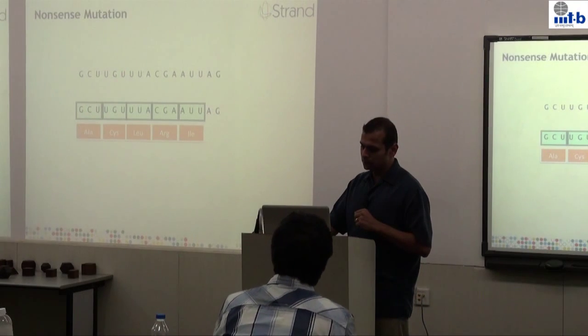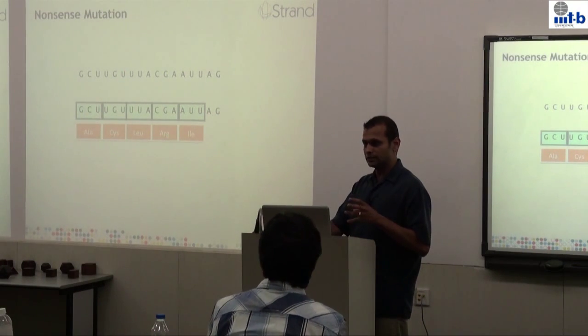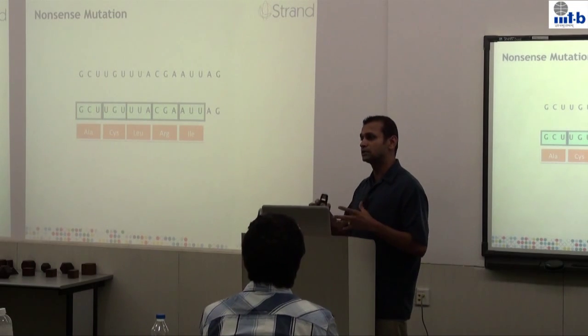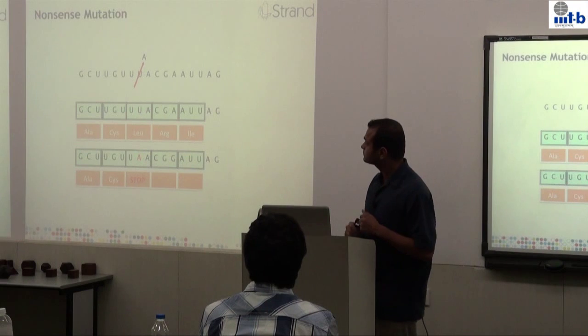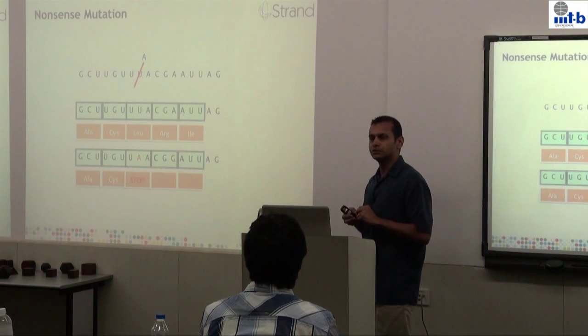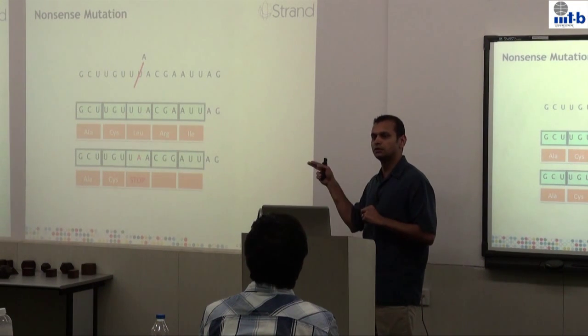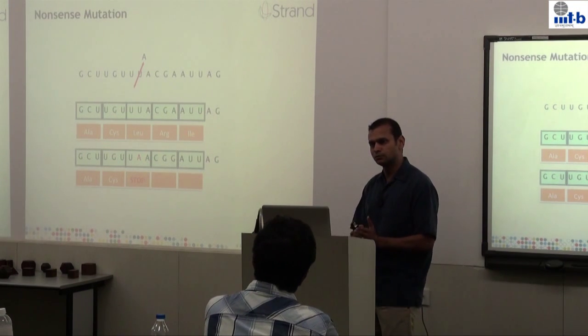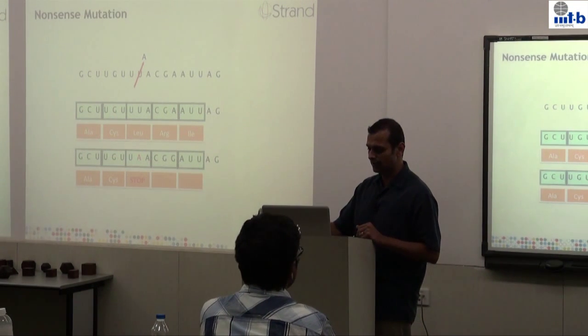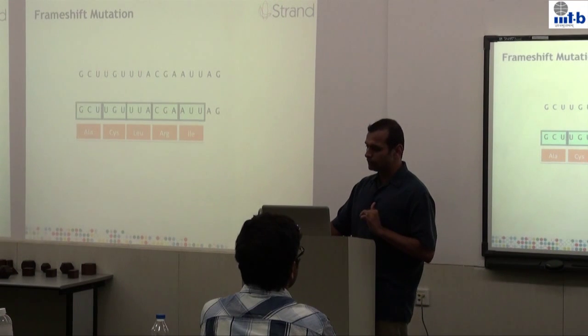Now, the third is nonsense mutation. Just by the name of it, it's kind of clear that it's even more dangerous, and it is. So what happens here is the chain is stopped prematurely. Because of this mutation, suddenly we have a stop codon in between, and the protein stops prematurely, and this is even more dangerous. One more example, we have a frame shift mutation.